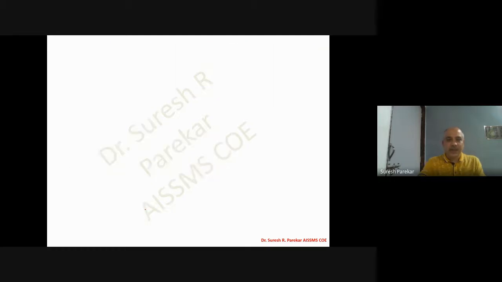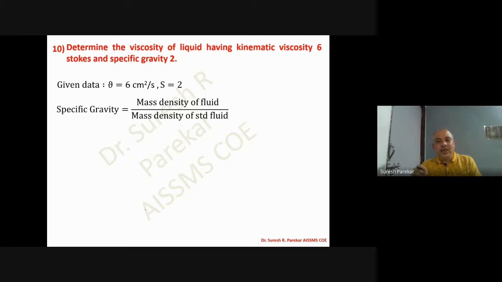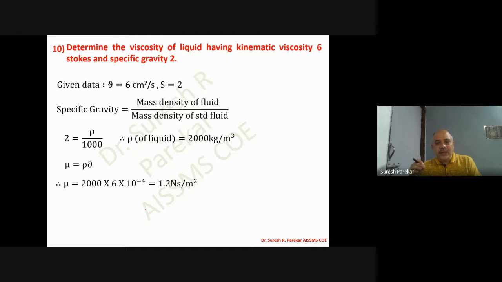Then we have the next problem. Determine the viscosity of a liquid with kinematic viscosity 6 Stokes and specific gravity 2. Now we just have to change the formulas. So nu is equal to 6 centimeter square per second, s equal to 2. Then specific gravity is given, from which we are in a position to find the mass density of the fluid, and we get 2000 kg per meter cube. And we know mu is equal to nu into rho. If we substitute these values, you will get 1.2 Newton second per meter square.